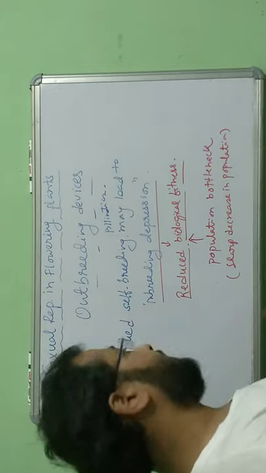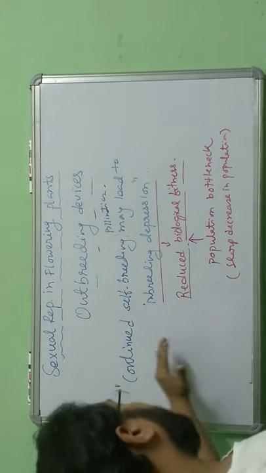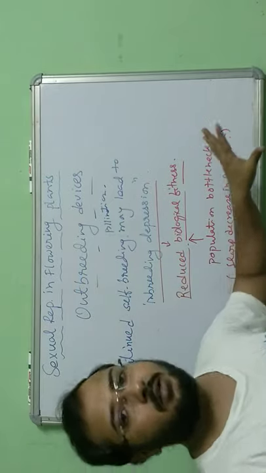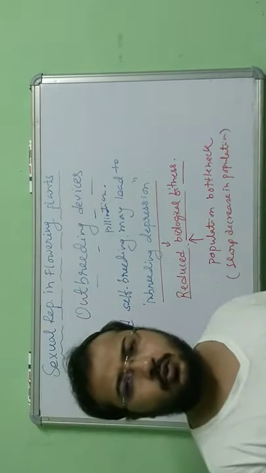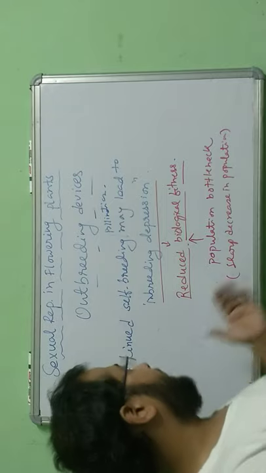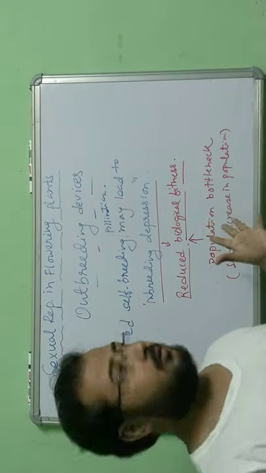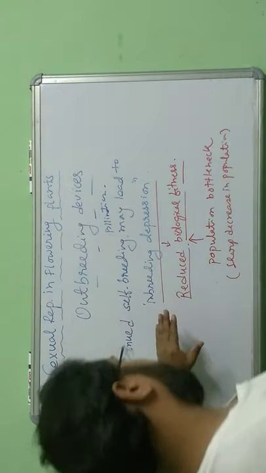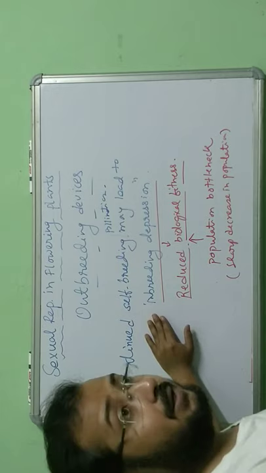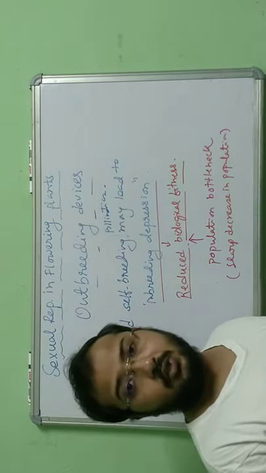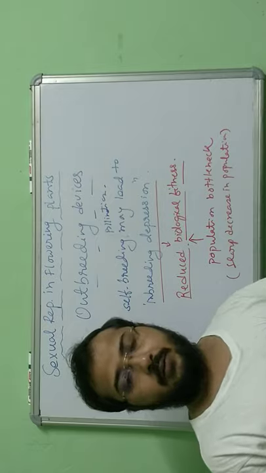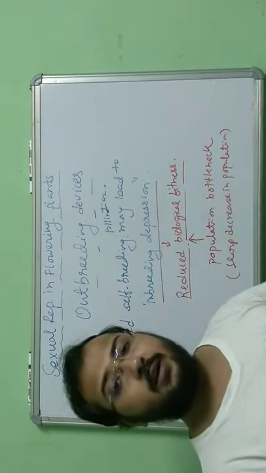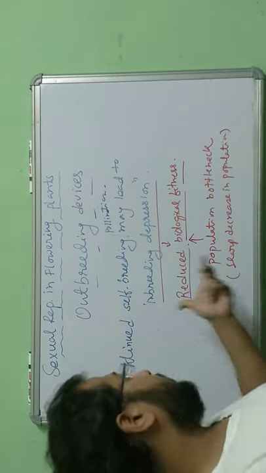I hope the meaning is clear. So continued self-pollination may lead to inbreeding depression. A 2 marks or 3 marks question may come in the examination to explain the statement or the meaning on this topic. What do you understand by inbreeding depression? So what I said, you can write as an answer. Or this statement may be given, and you can be asked to explain it.